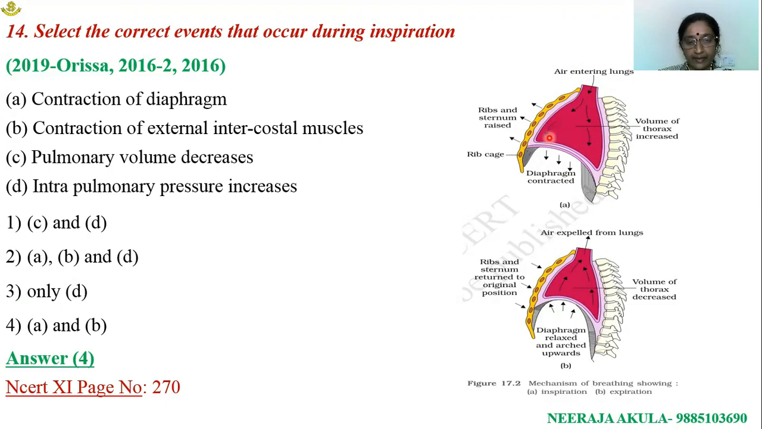So let us see the options. Contraction of diaphragm, contraction of external intercostal muscles. Pulmonary volume decreases, intrapulmonary pressure increases. So these two are correct statements. Last year, this type of question appeared, but it was related to expiration.